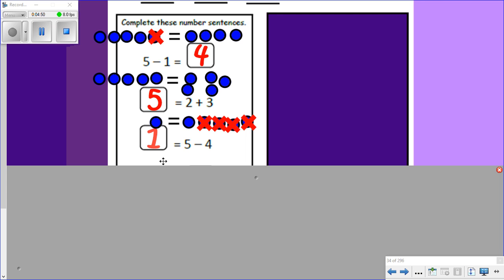Just 1. You see how this side with just the 1 dot is the same as what's on this side, because we have only 1 dot still showing.